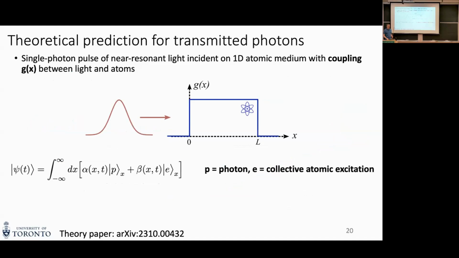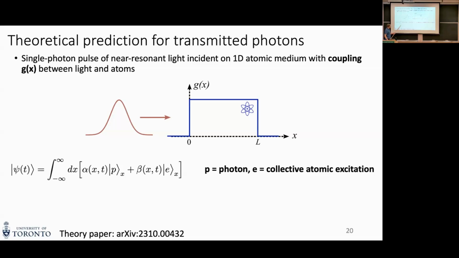Okay, so that's what we'll talk about now. Quantum mechanically, we describe this system. We have our single photon pulse heading towards this atomic medium, which we model as some continuous medium with some kind of coupling constant G that determines basically how quickly you couple from light to atomic excitation.